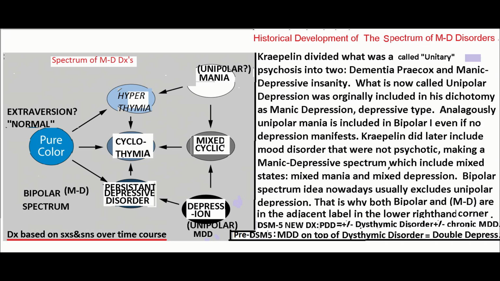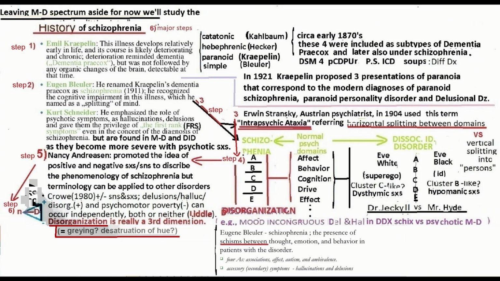Okay, we're going to leave manic depressive aside for now and go through the history of schizophrenia. This is really detailed, but I think I have it written down well enough here that you can figure it out for yourself.